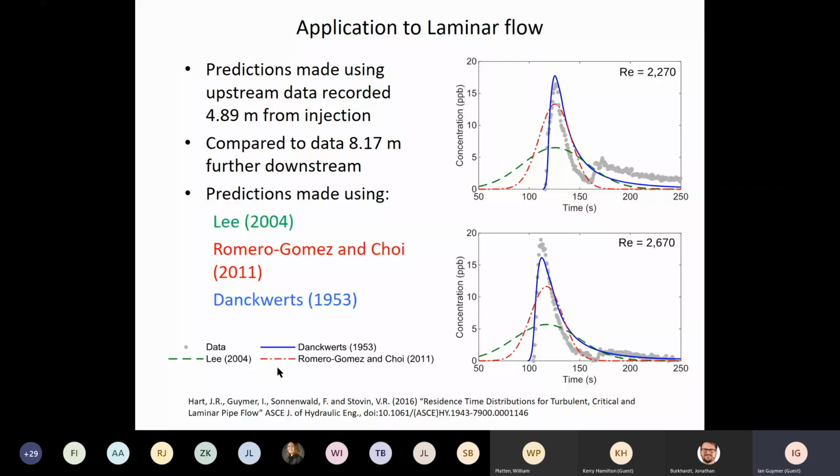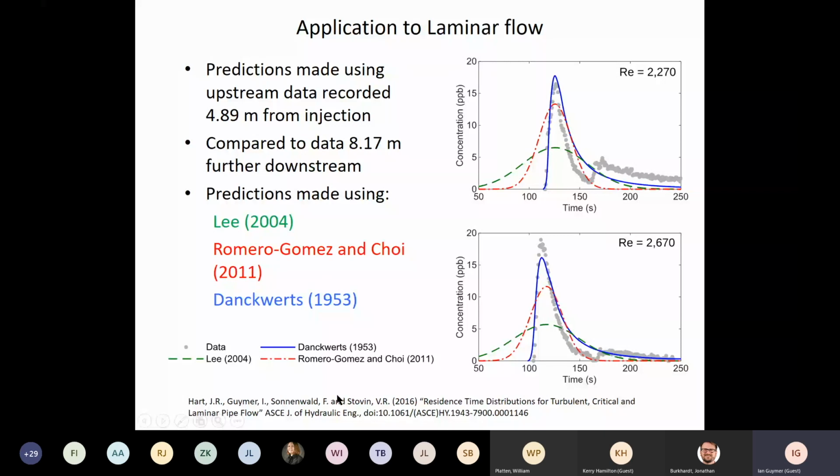So this is just two plots at the downstream end. So we've taken data that were recorded almost 5 meters downstream from the injection, and we've used 3 different predictive routing approaches to see how close they are to the recorded data just over 8 meters downstream. We use Lee's model for estimating what the dispersion coefficient should be, and that gives this green distribution that is overestimating the dispersion.